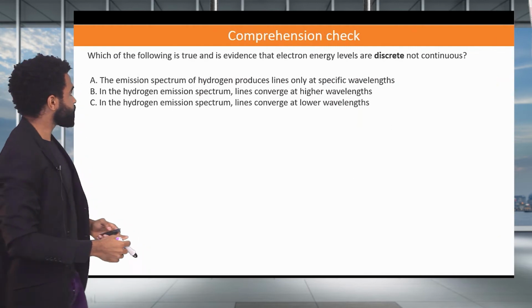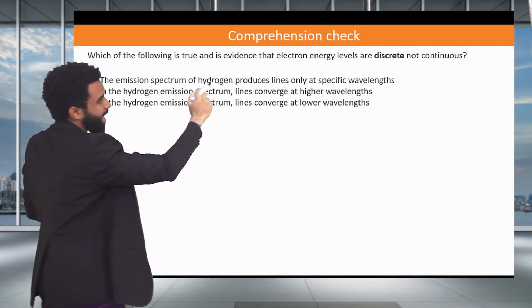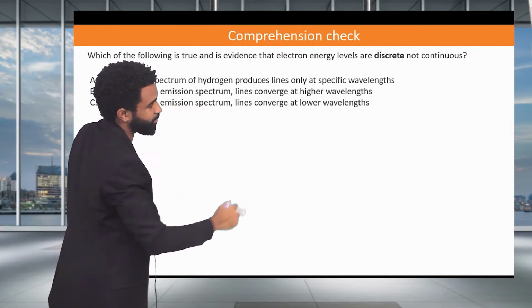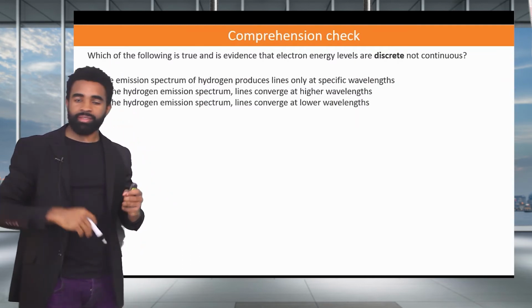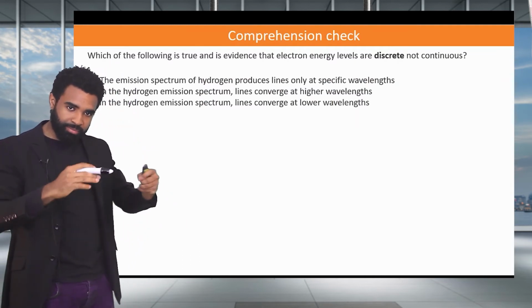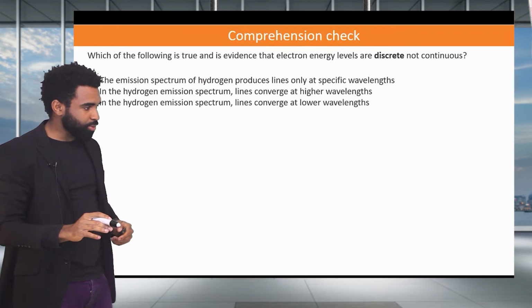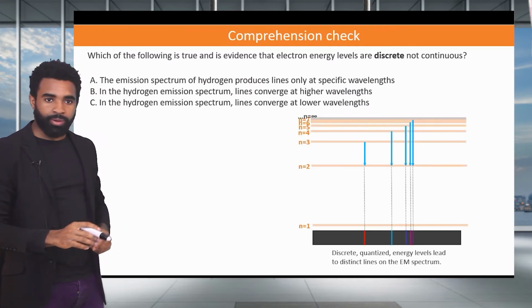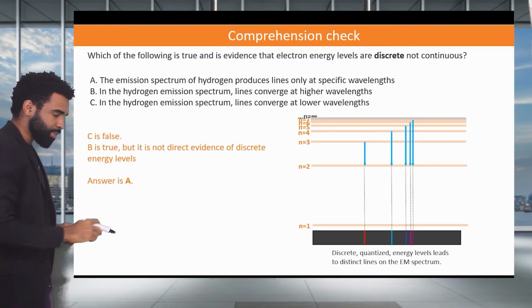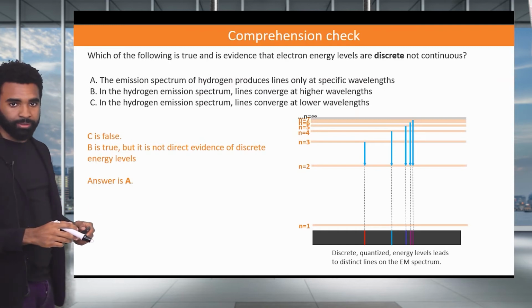Another question. Which of the following is true and is evidence that the electron energy levels are discrete, not continuous? Pause again. Pausing and thinking is the best way to learn. In 3 seconds, I show you a clue. In 3 seconds, I show you the answer. There you go. Pause and read through that.